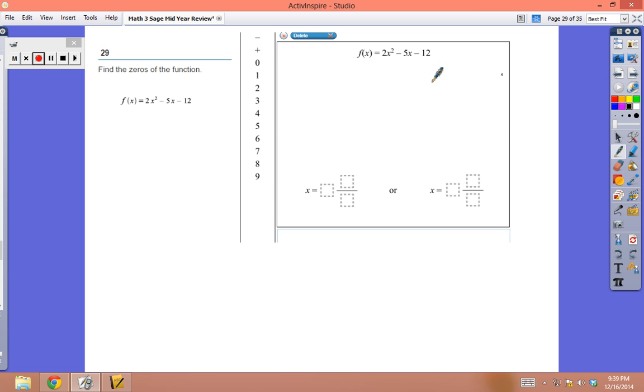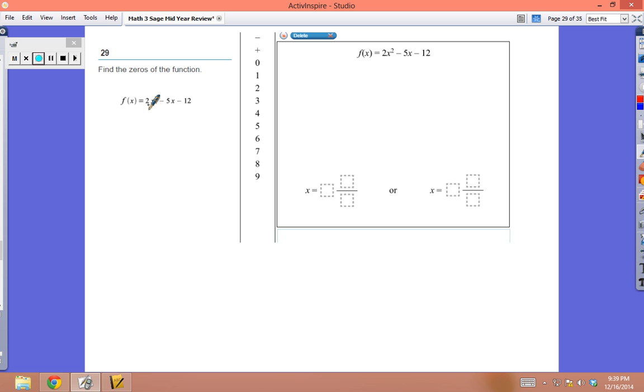29. Find the zeros of the function. Okay, factor it. And it doesn't start with a 1. So let's take 2x squared and create a polynomial with 4 pieces instead of 3. Multiply your first and your last. 2 times negative 12 is negative 24. What times this gives you negative 24? I can give you negative 5. It's going to be negative 8x and a positive 3x.